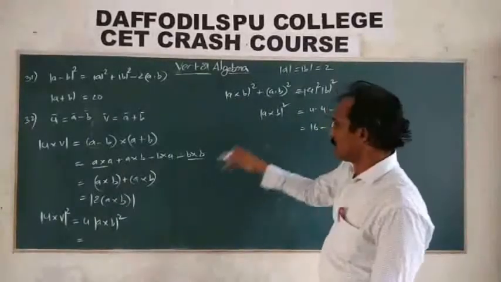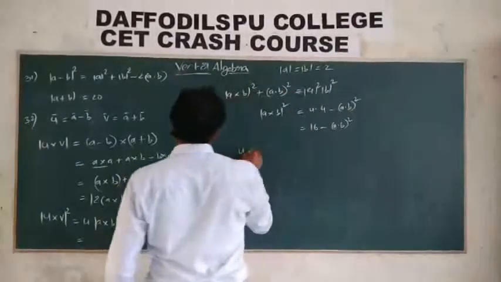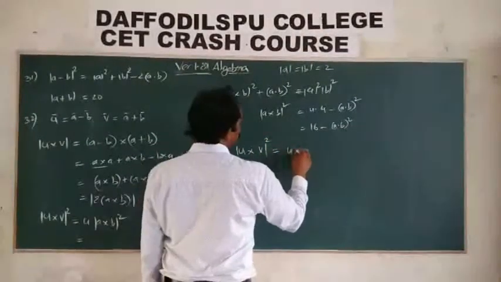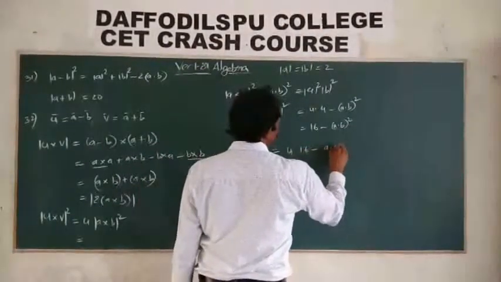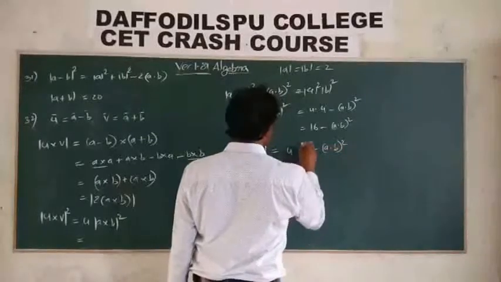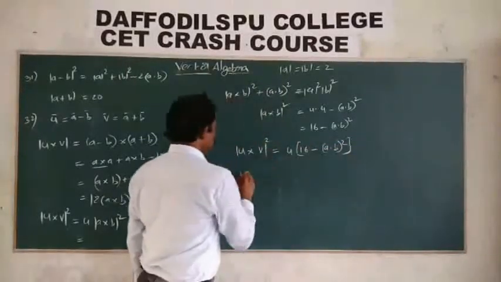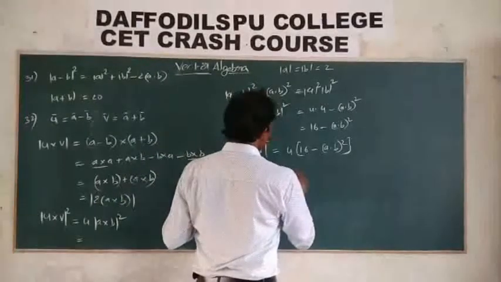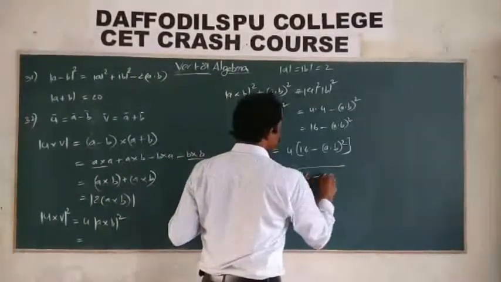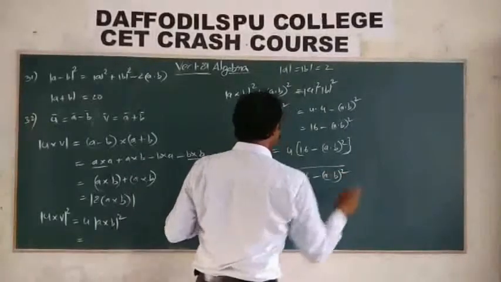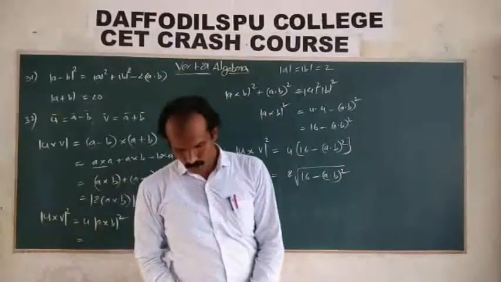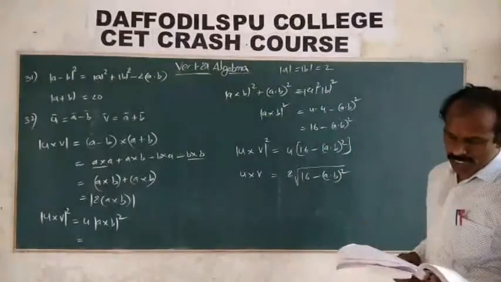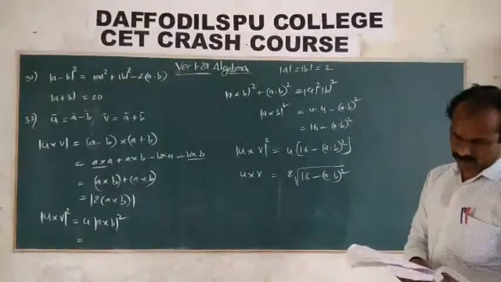So in place of this, what we take is modulus u cross v whole square is equal to 4 times 16 minus a dot b whole square. We want u cross b, which is 2 times root of 16 minus a dot b whole square. This is the answer. So which option? The first option is the correct answer, right?